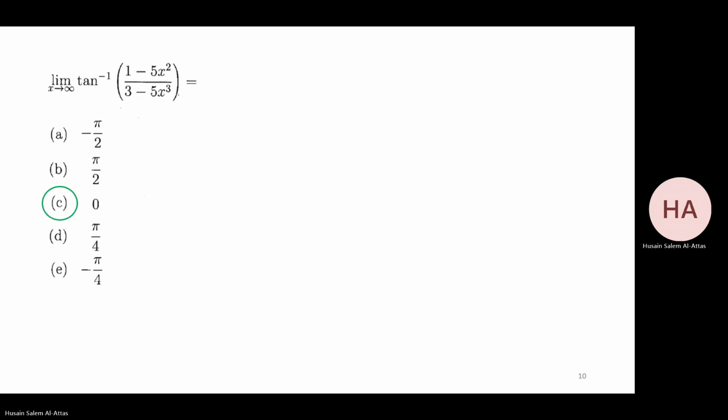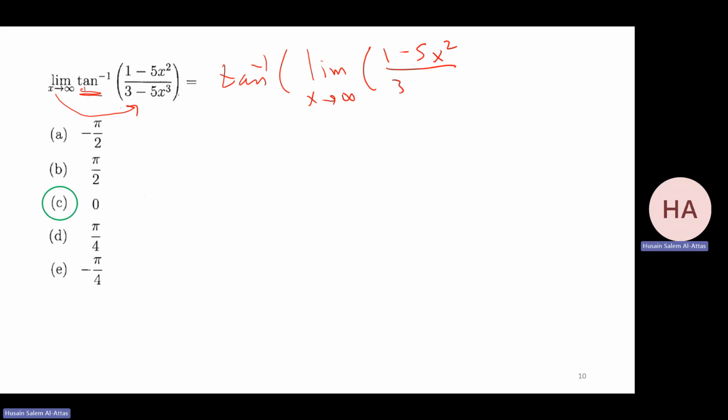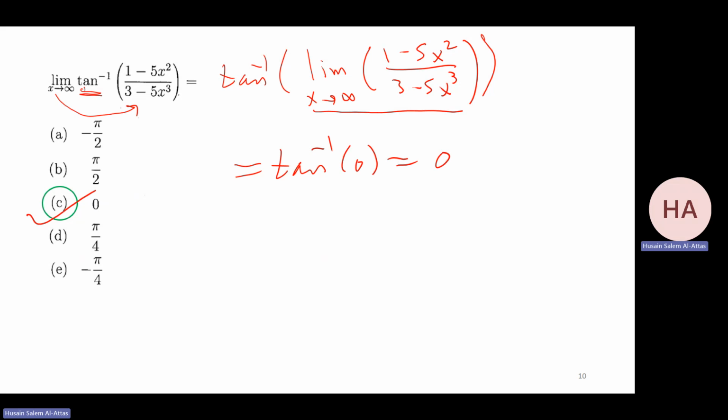Like in this one, if you notice, this is tan inverse, a continuous function, so you can take the limit inside. So that will be tan inverse of the limit as x goes to infinity of (1 minus 5x squared) over (3 minus 5x cubed). Here, very clear, the degree of the numerator is less than the degree of the denominator. So this limit will be 0. What is tan inverse of 0? It will be 0. So this is the answer.